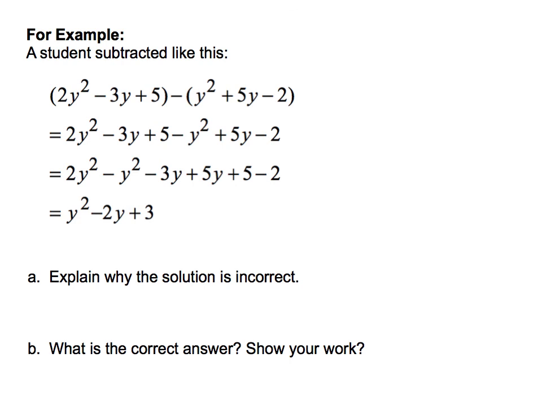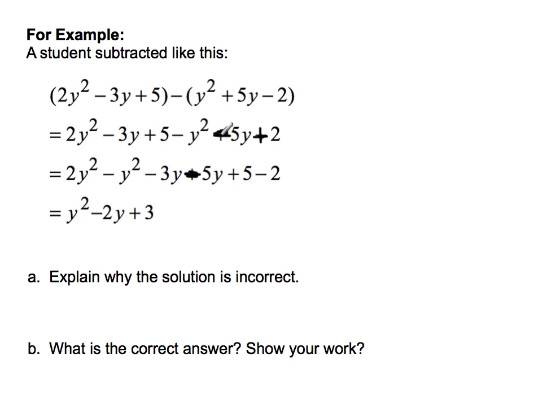So welcome back. So it says here a student subtracted like this. So 2y squared minus 3y plus 5, subtract y squared plus 5y minus 2. It's all in brackets. So they opened up their brackets. They went 2y squared minus 3y plus 5. They actually changed that positive to a negative. Y squared, look what they forgot. They just opened up the brackets and they just put minus y squared, but they forgot to change this, and they just forgot to change that. Okay, so that gets carried all the way through.